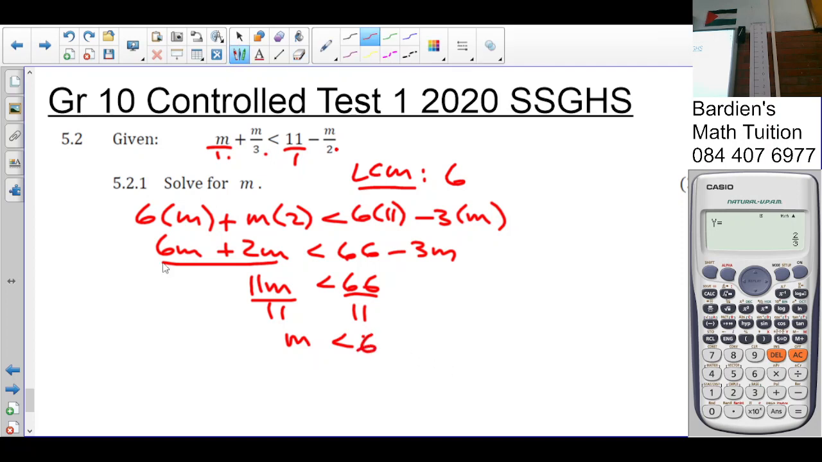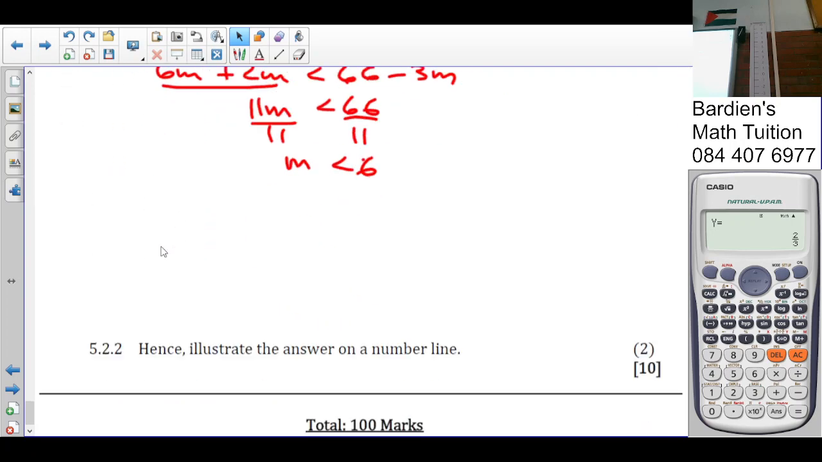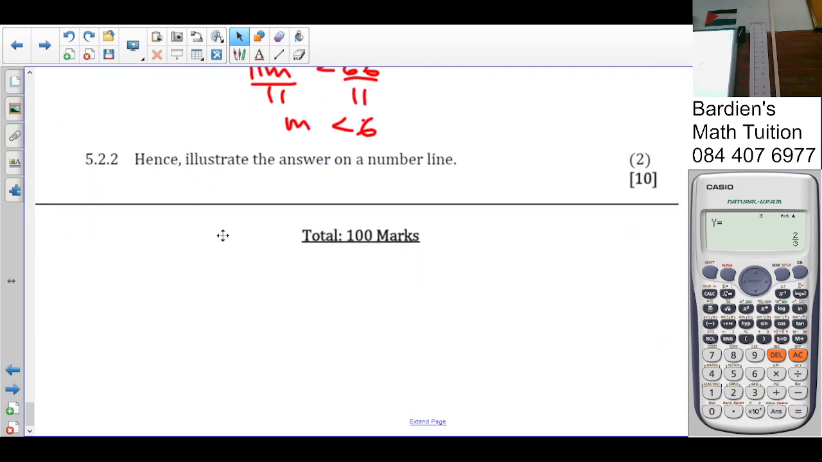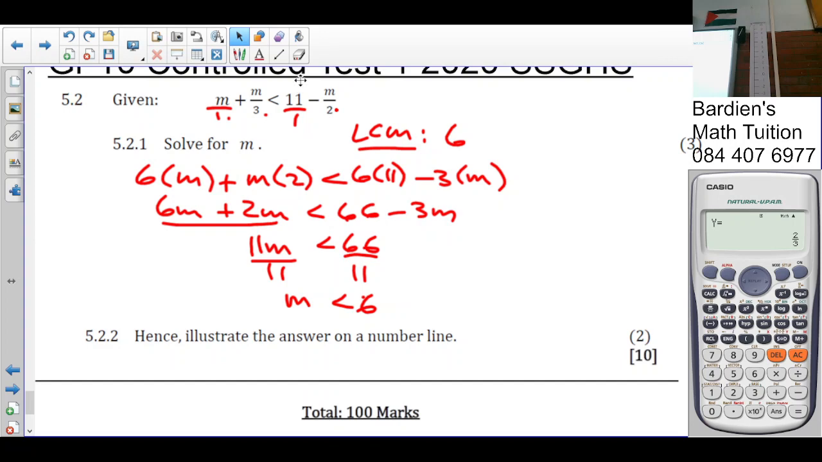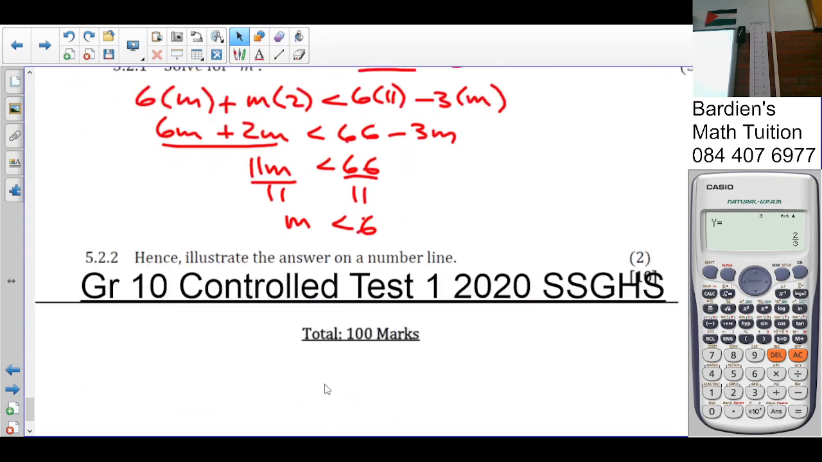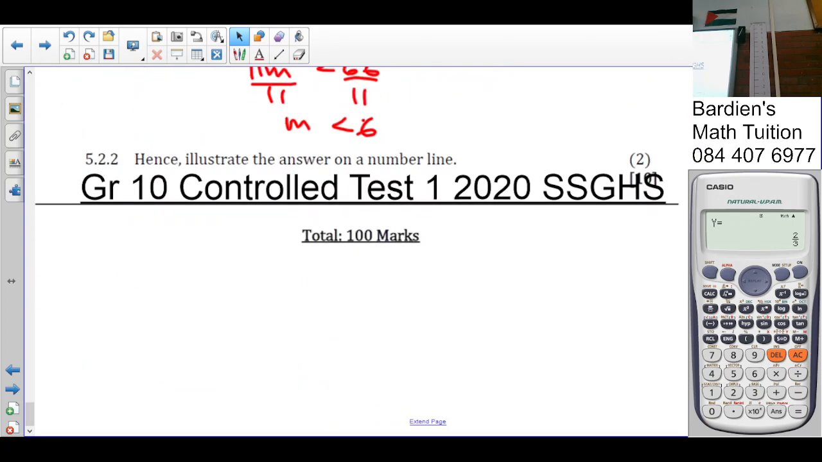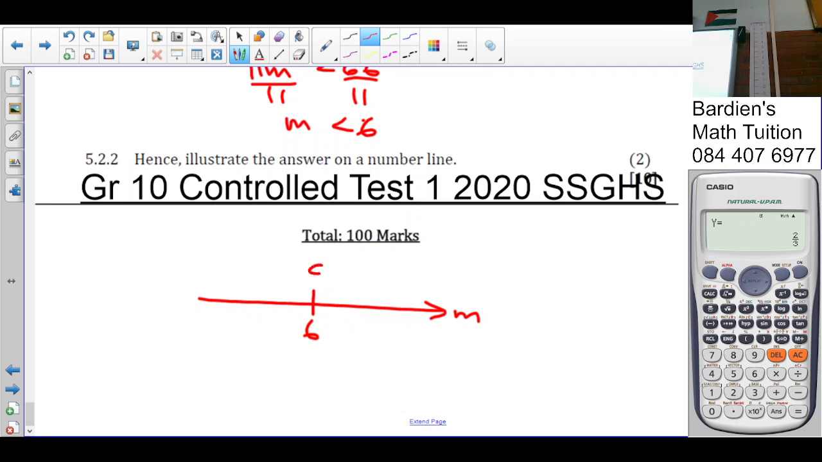So the question says, illustrate your answer on the number line. So to illustrate this answer on the number line, you got M and 6 here. Does this include or exclude 6? Exclude. So it will have an open circle. So it says M must be less than 6, so it's going in the negative direction.